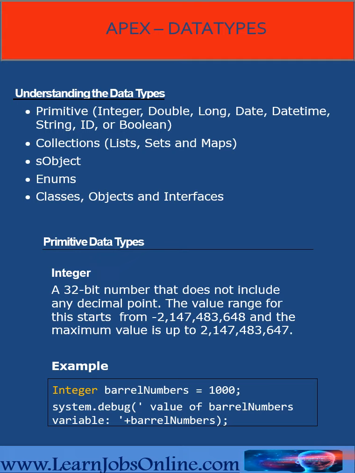The System.debug function prints the value of variables so that we can use this to debug or to get to know what the value of the variable holds currently. So we can paste the above code to our developer console and click execute. Once the logs are generated, then it will show the value of variable barrelNumbers as 1000.